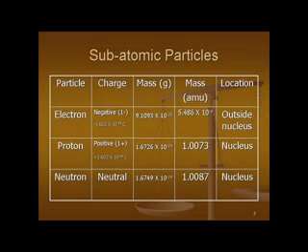The neutron is a neutral particle, has no charge. Its mass in grams is 1.6749 times 10 to the -24th grams, or 1.0087 atomic mass units. Very close in mass to that of the proton. And the neutron is also found in the nucleus.